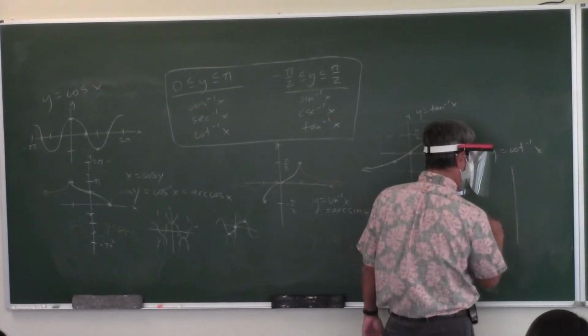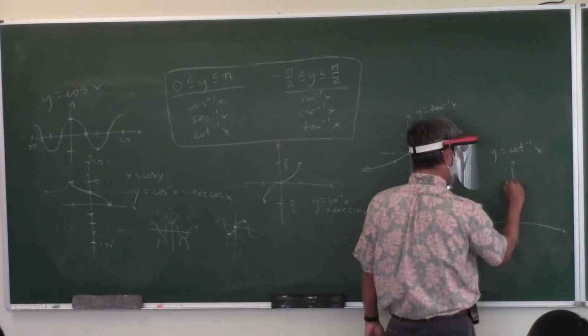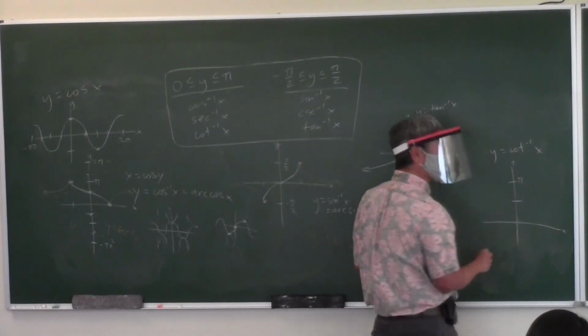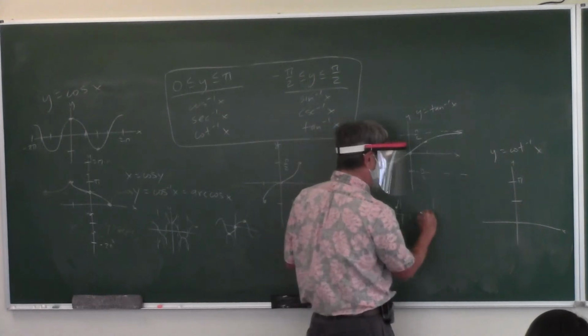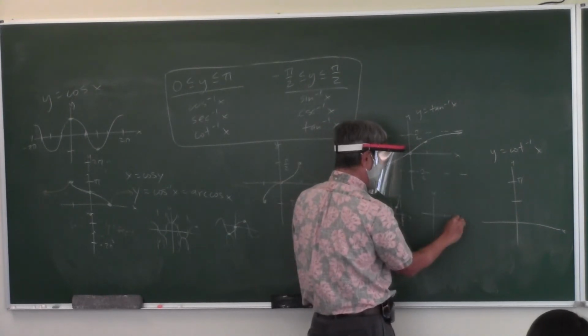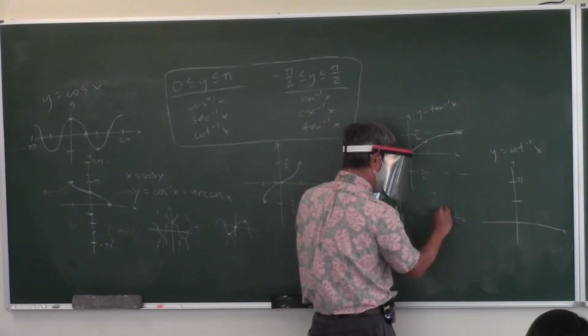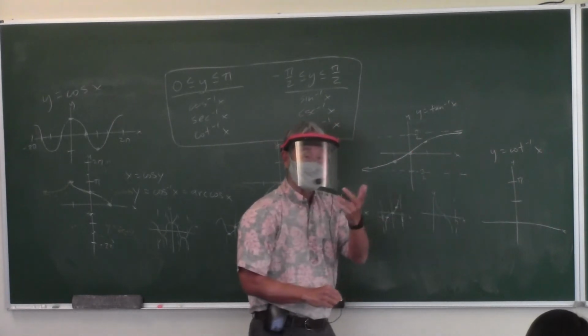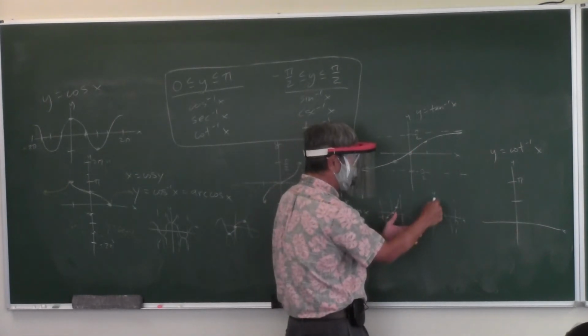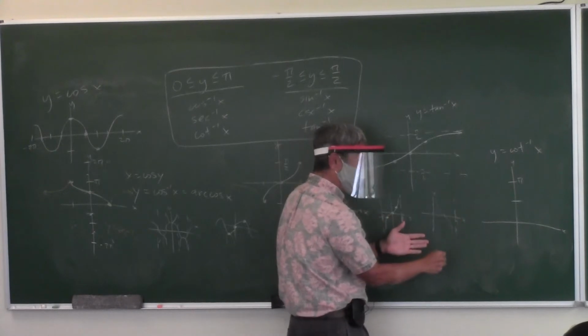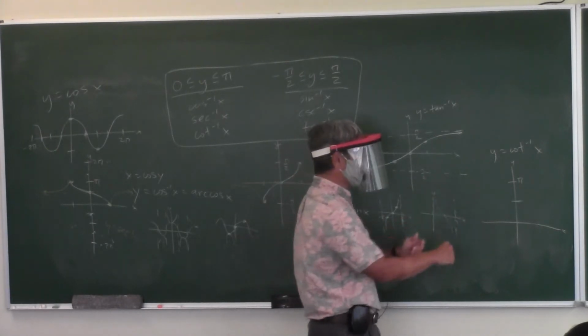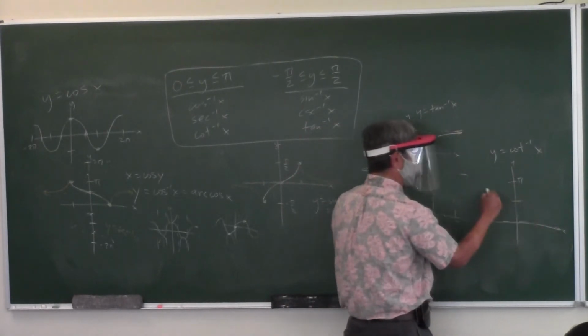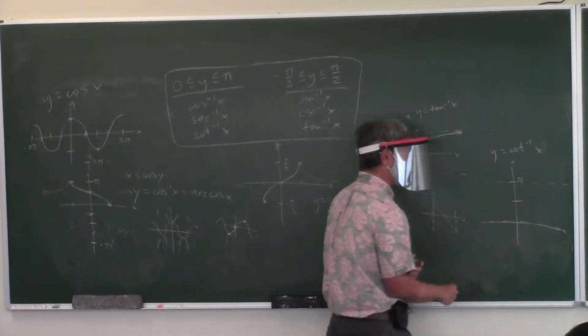Okay, remember the range. What is the range? Just look right here. It's 0 to pi. And then think of the graph of cotangent. Here's pi. It looks like this. Switch the x's and y's. So if you have vertical asymptotes at x equals 0 and x equals pi, what happens when you switch? You're going to have y equals 0 and y equals pi.